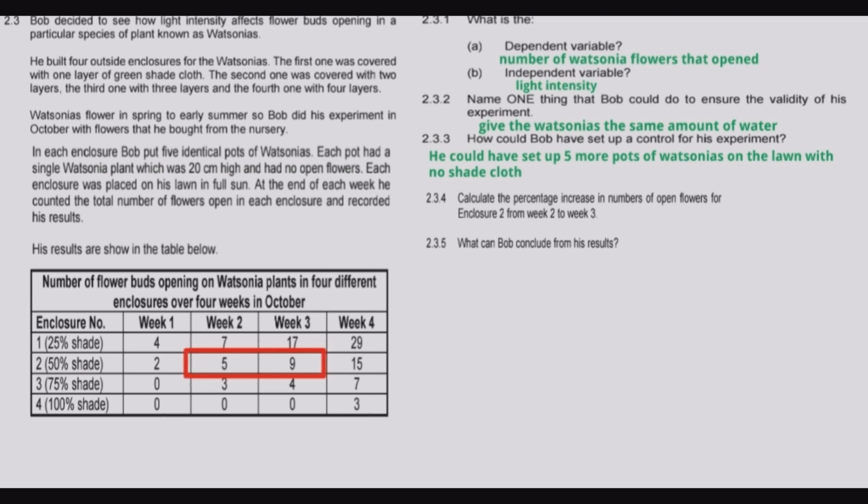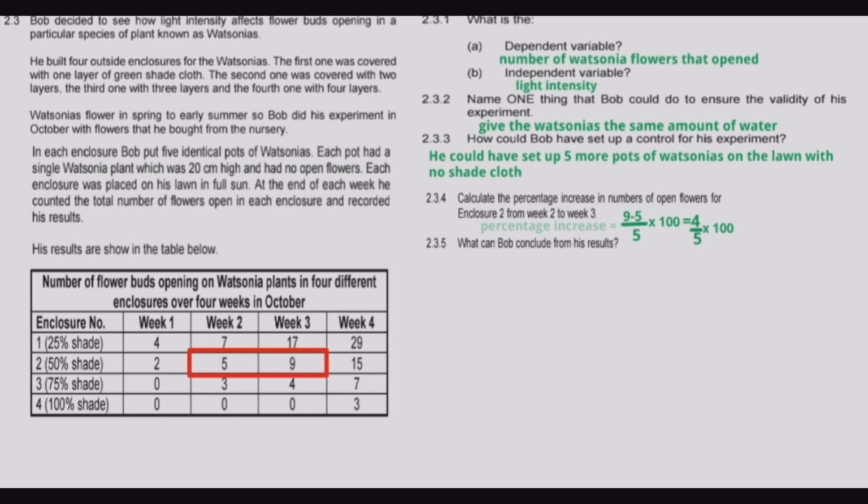So week 2 we have got 5, and week 3 we have got 9. So for the percentage increase, we can say 9 minus 5 over 5. When we calculate 9 minus 5 it will give us 4, so 4 over 5 times 100%.